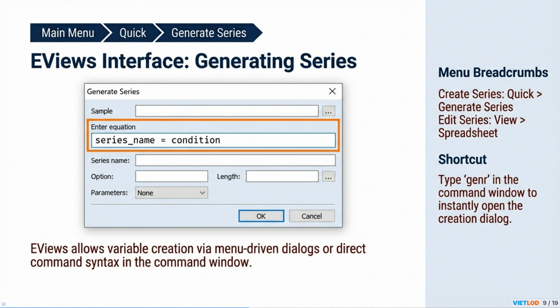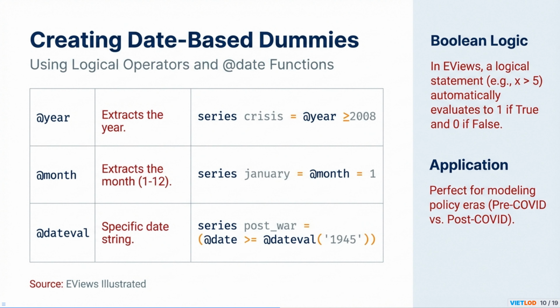EViews provides multiple ways to create variables. The most straightforward for beginners is the menu-driven approach. You can navigate through Quick, Generate Series to open the dialog box. In the Enter Equation field, you'll type your logical condition. For example, to create a dummy for a crisis period, you might type crisis equals @year greater than or equal to 2008. For those who prefer speed and efficiency, EViews has a powerful command window. Simply typing gen followed by your equation, like gen crisis equals @year greater than or equal to 2008, achieves the same result without any clicks.